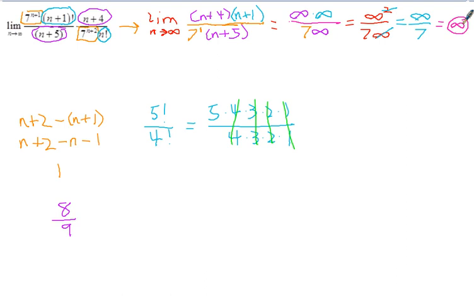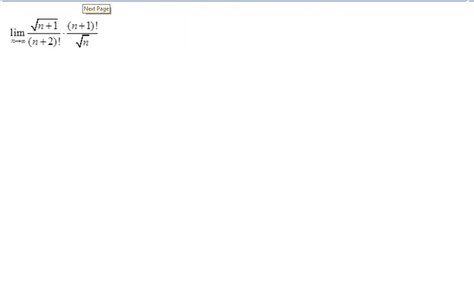Okay, let's take a look at a couple more. All right. So on this one, we have square root of n plus 1 and square root of n, and n plus 1 factorial and n plus 2 factorial. Let's focus on the factorial ones first. And this time, n plus 2 is 1 more than n plus 1. So if we look at a specific example, let's say n plus 1 was 6, for instance.